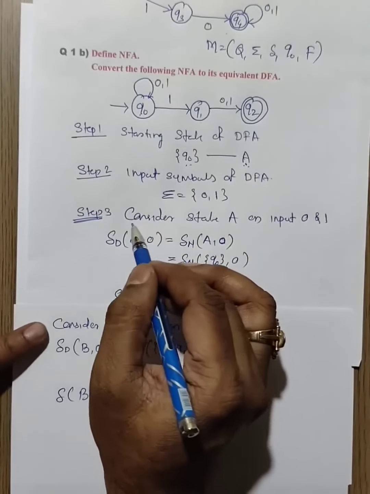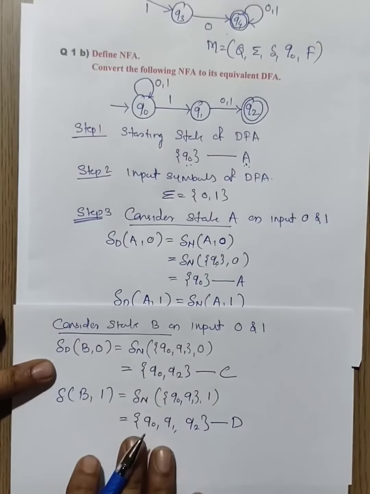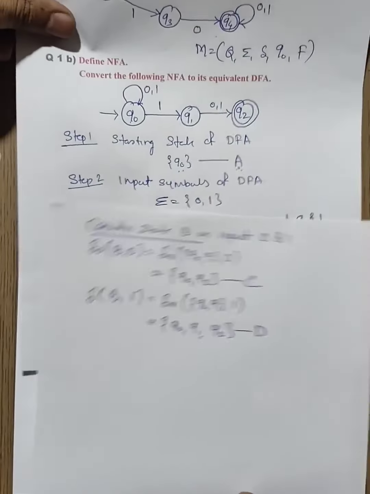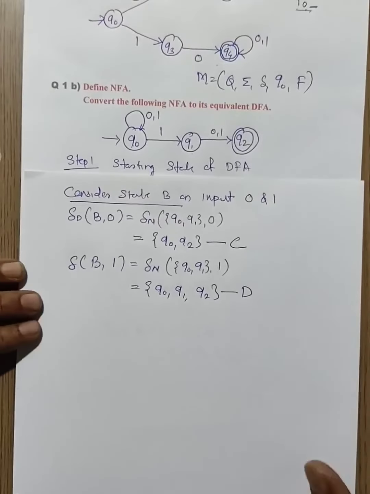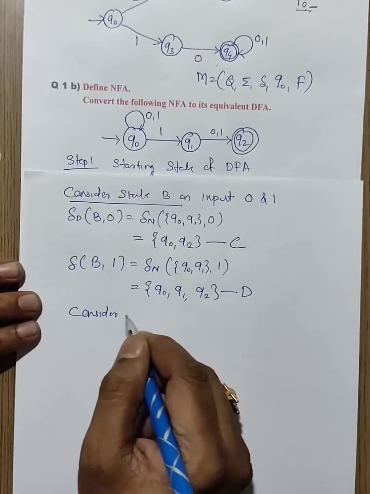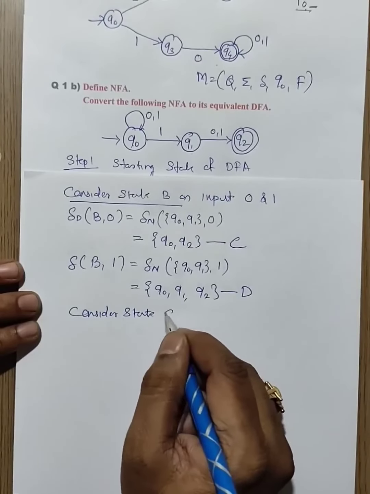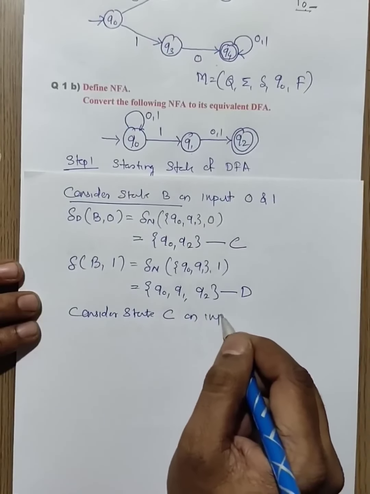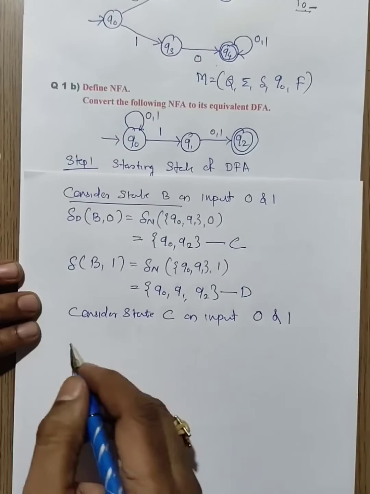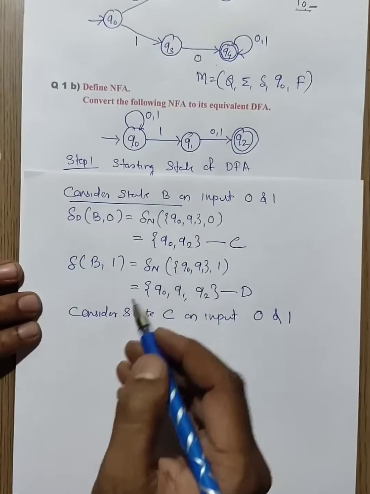Here state A is over, then state B is over. Similarly, check the next states, that is C and D. Consider state C on input symbols 0 and 1. C is Q0 and Q2.